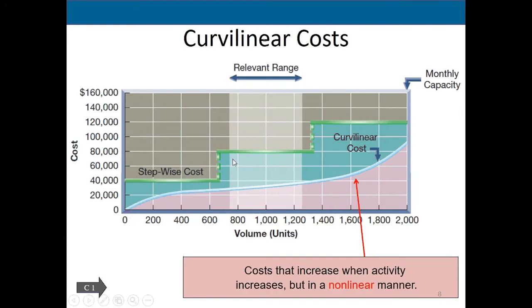Curvilinear cost, same thing. It's just non-linear. It doesn't have these big jumps. It kind of has these little swales in it, but really no difference at all.